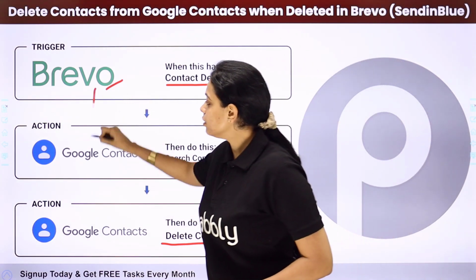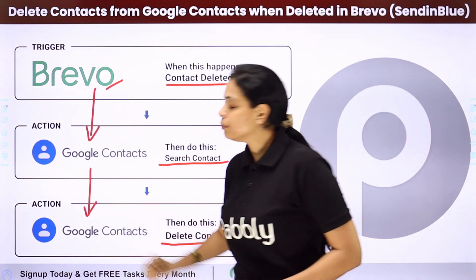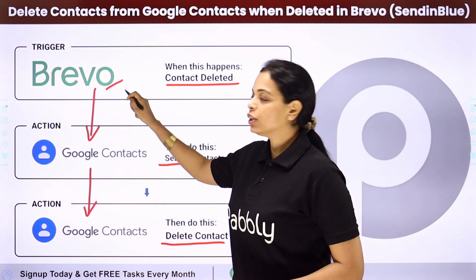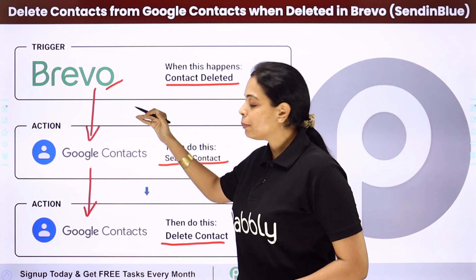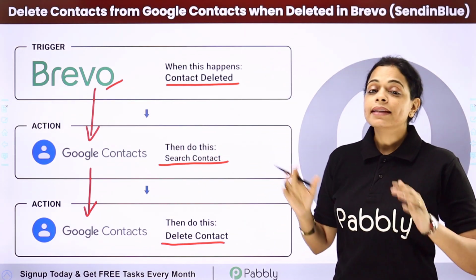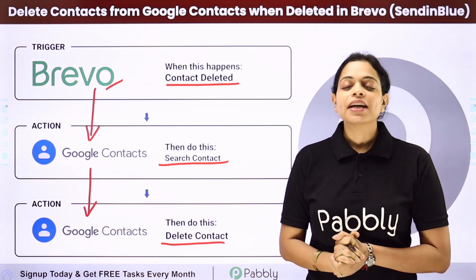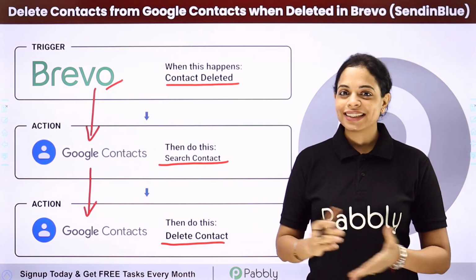For this, I'll be integrating these applications, and the same thing can be done using Pabbly Connect software. So here, my trigger application will be Brevo, and then my action application will be Google Contacts. Now, how can you do this yourself? Integrate and automate this entire process. To understand that, let me take you to my screen.